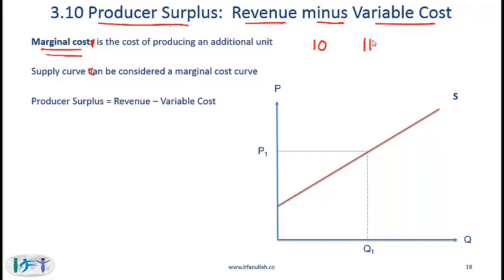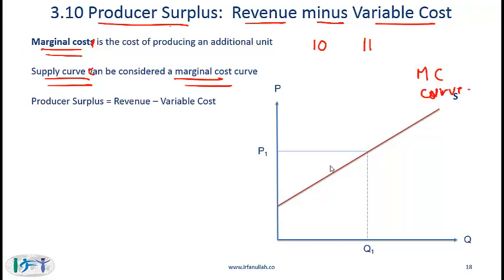This shows the firm's willingness to sell the product at a given price. Therefore, we can think of the supply curve as the marginal cost curve. Just like we thought about the demand curve earlier as the marginal benefit curve, we can think of the supply curve as the marginal cost curve.